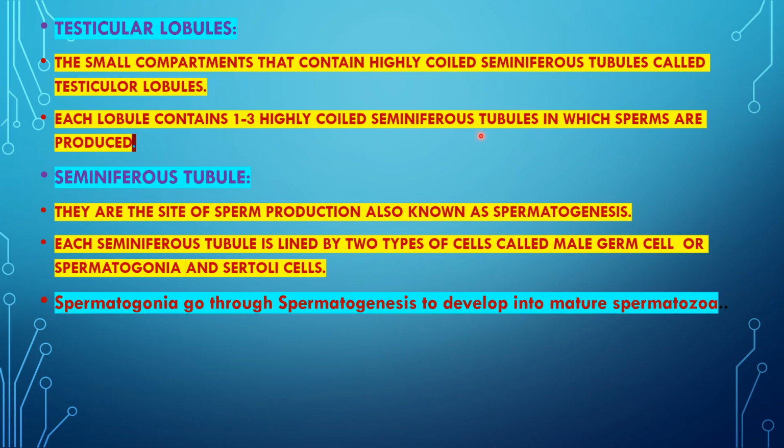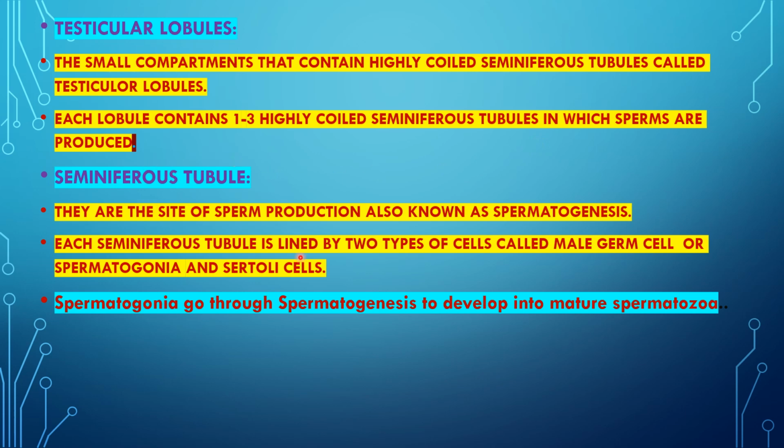These highly coiled structures are called the seminiferous tubules. So what is the function? It is the place where the sperms are produced. So the testicular lobules are small compartments that contain highly coiled seminiferous tubules, ranging from 1 to 3. Each lobule contains 1 to 3 coiled seminiferous tubules where the sperms are produced.